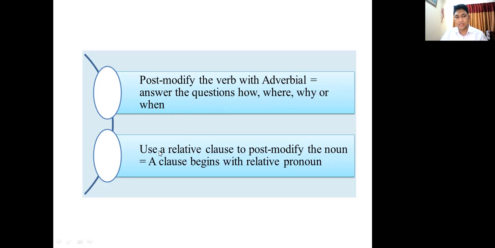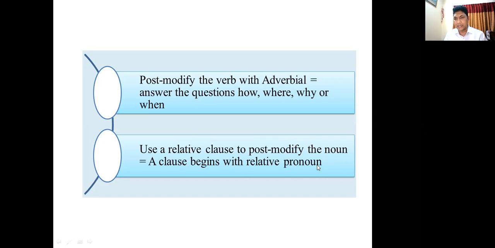Last one, use a relative clause to modify the noun. You know that a relative clause basically begins with a relative pronoun. A relative clause basically begins with a what? With a relative pronoun like who, whom, when, where, which. So these are the relative pronouns, and a relative clause basically begins with a relative pronoun.